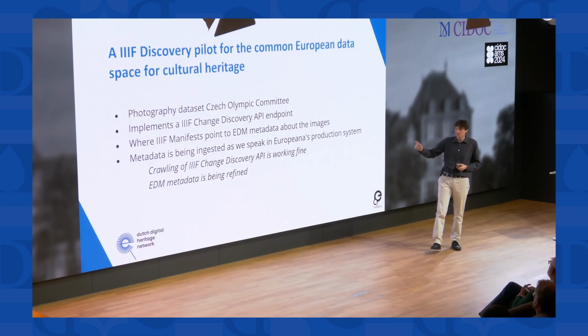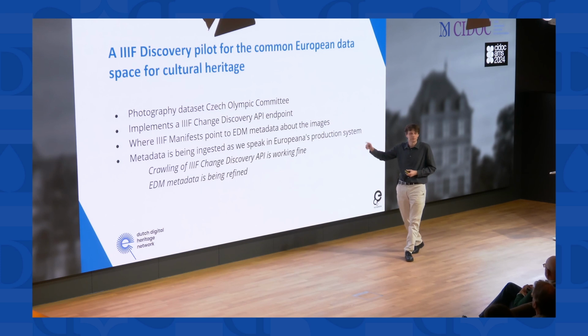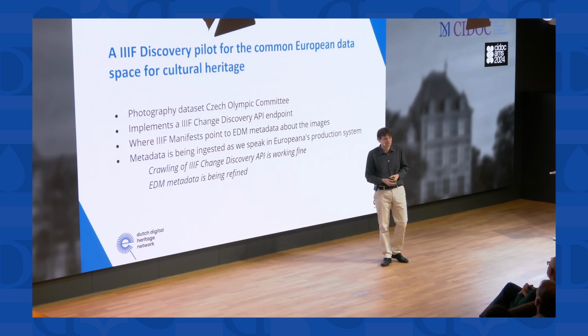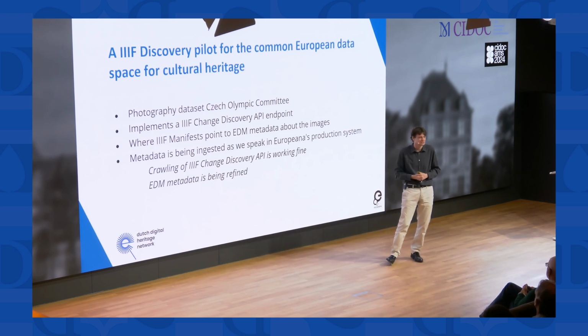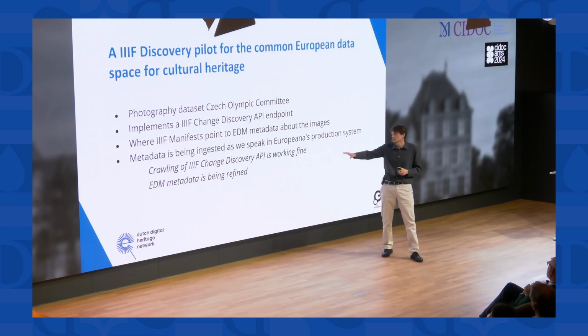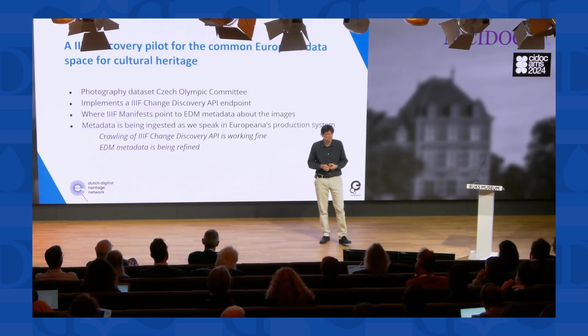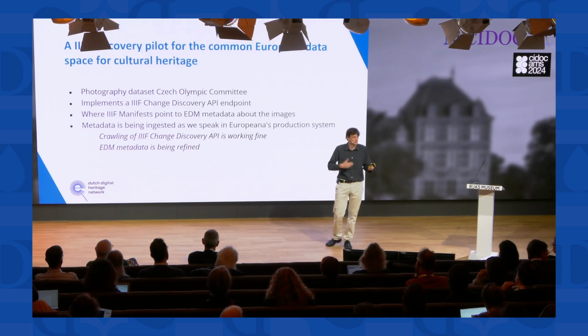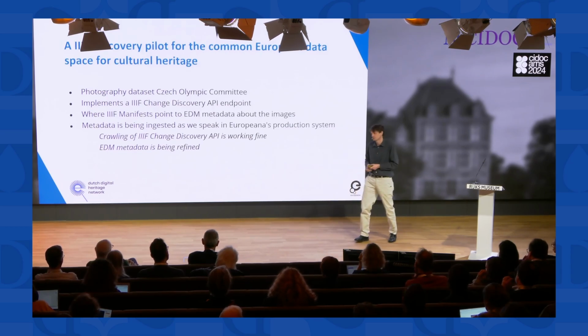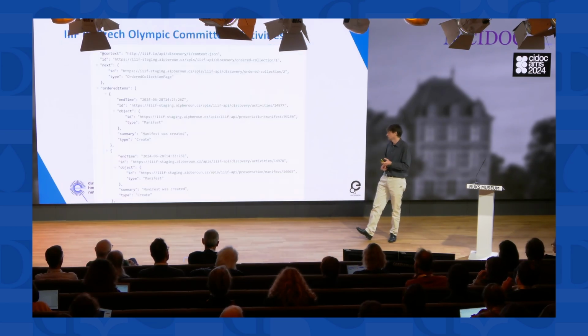published soon. Interestingly, the IIIF change discovery part is going fine. So the decentralized part of the aggregation is good. The obstacles, as a bit always, is about the checks of the metadata in the Europeana data model, because there can be some things about how some fields are used which are not perfect. So it goes into refinement.